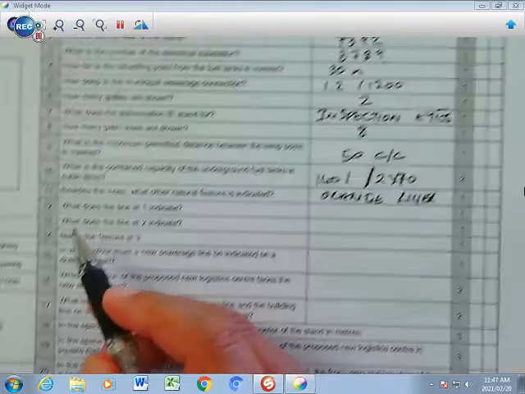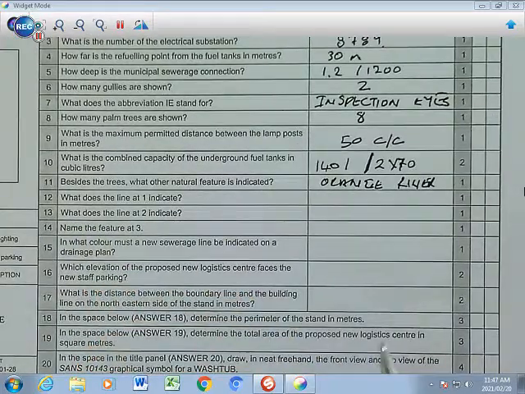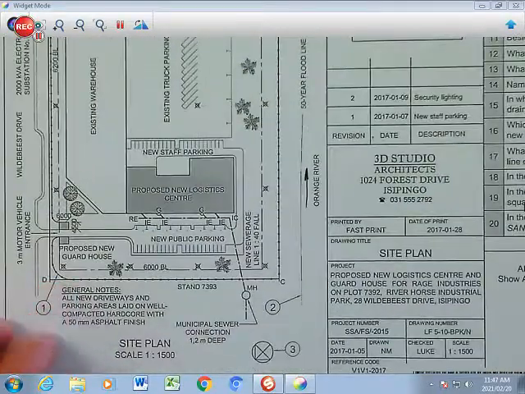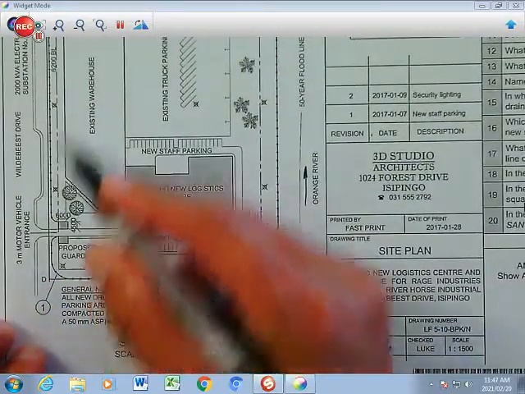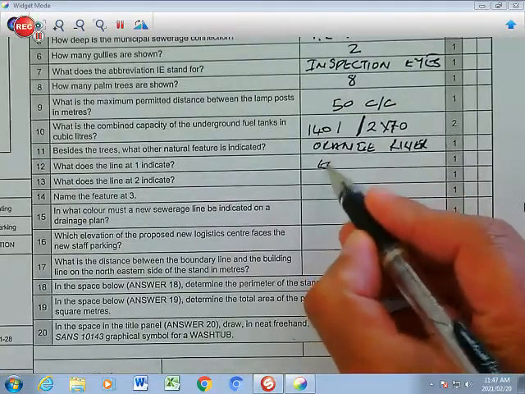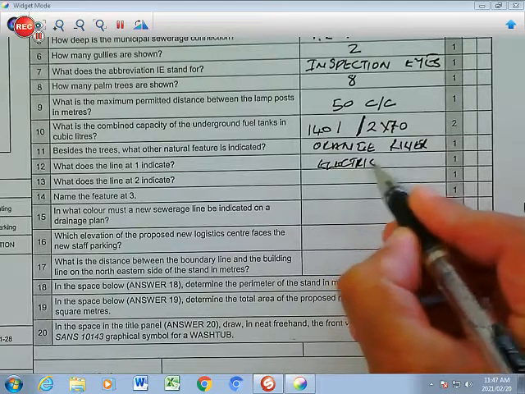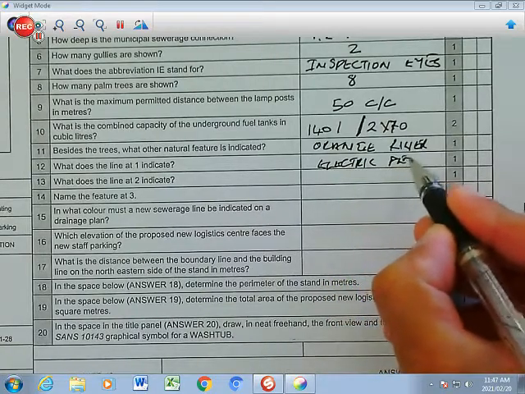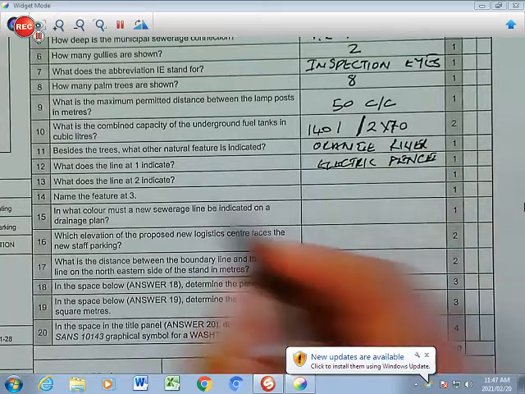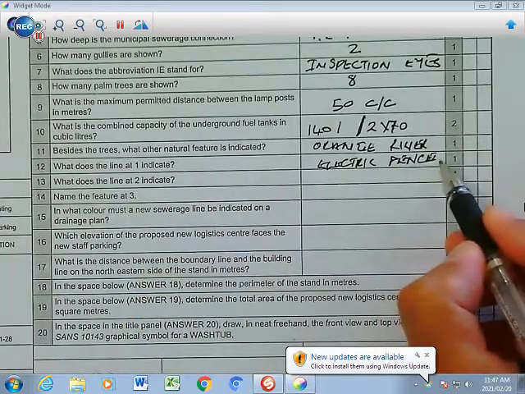Let's look at the next question. What does the line at 1 indicate? So we're going to go to number 1. And your number 1 you're going to find right there. That refers to the electric fence. So you're going to write in the electric fence. Electric fencing. Okay. So you can write fence or fencing.